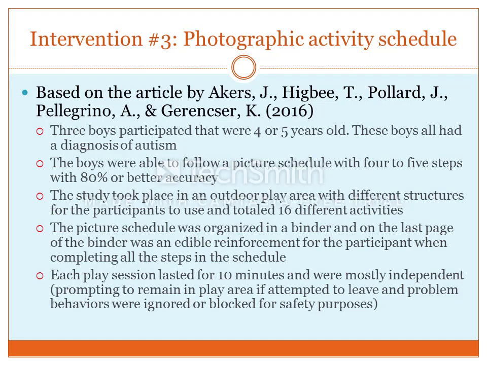In the study, there were 3 boys with autism who all ranged in ages of 4 or 5 years old. Each one of these boys had deficits related to outdoor playground skills. So they would either engage in stereotypical repetitive movements or not engage in activities or not complete at least 5 playground activities during a 10-minute observation. Previous to this, the boys were able to follow a picture schedule with 4 to 5 steps with 80% or better accuracy. The studies took place in an outdoor play area with different structures for the participants to use and totaled 16 different activities.